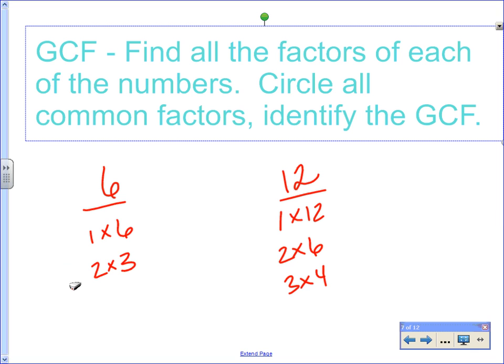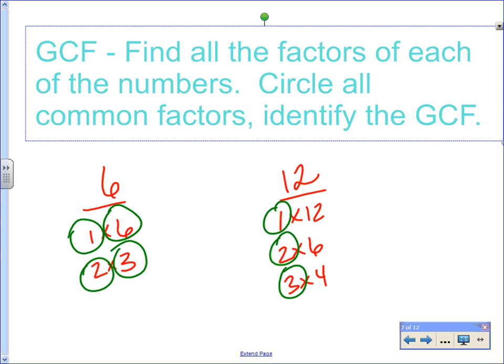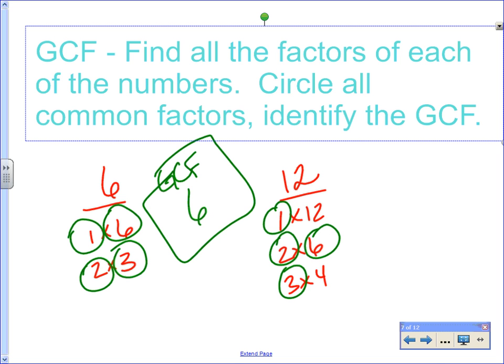And then I'm going to circle all the common factors so that I know what are the common numbers that are in both lists. 2 is in both lists. Looks like 3 is in both lists. And 6 is in both lists. So my common factors are 1, 2, 3, and 6. The GCF is 6, because it is the greatest number that appears in both of these lists.